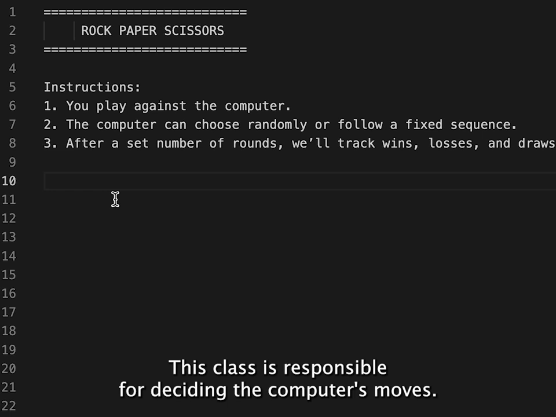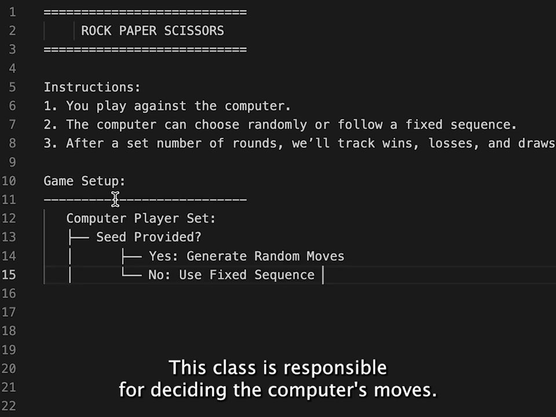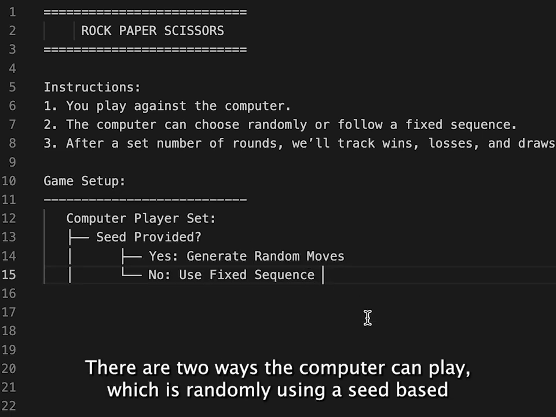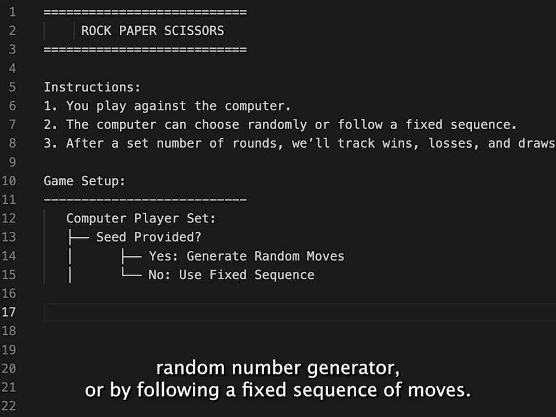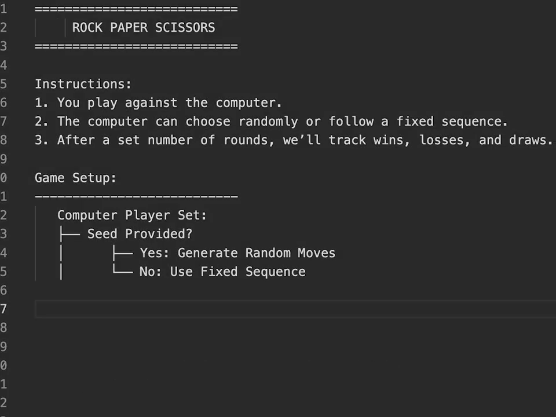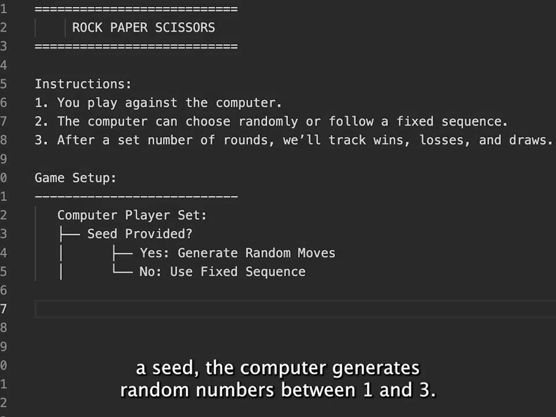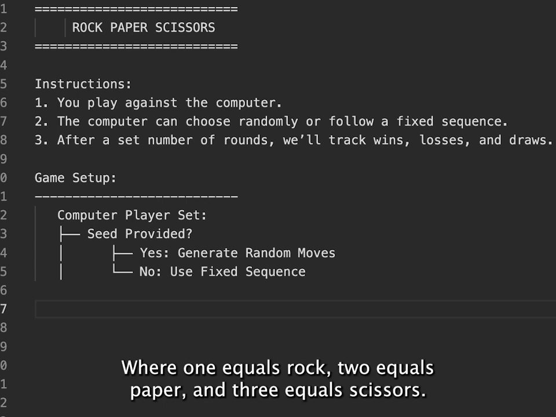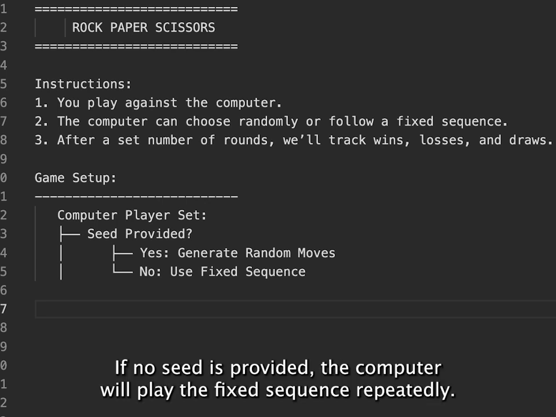This class is responsible for deciding the computer's moves. There are 2 ways the computer can play, which is randomly using a seed-based random number generator or by following a fixed sequence of moves. If the player provides a seed, the computer generates random numbers between 1 and 3, where 1 equals rock, 2 equals paper, and 3 equals scissors. If no seed is provided, the computer will play the fixed sequence repeatedly.